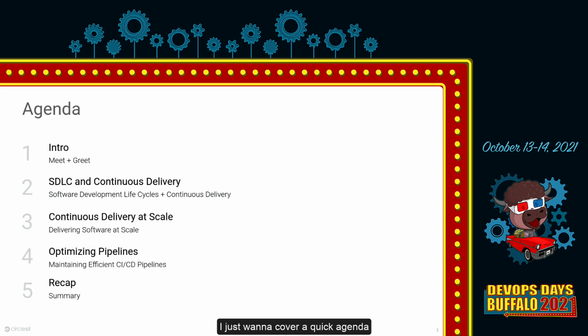Before we get started, I just want to cover a quick agenda of the things I'm going to be speaking about today. I'm going to cover a really quick intro about myself, tell you who I am and what I'm about, and then I'm going to jump into discussing SDLC, which is software development life cycles, and how they relate to continuous delivery. And then I'm going to jump into speaking about continuous delivery at scale, right, and delivering your software at scale. And finally, I'm going to talk about optimizing pipelines as well as a recap of all the things that I'm going to cover today.